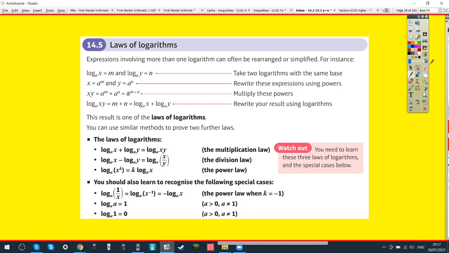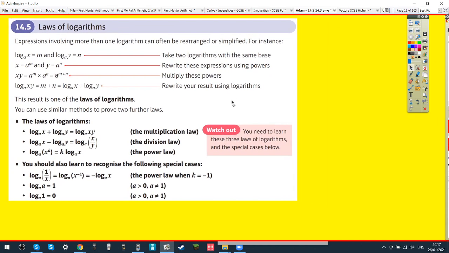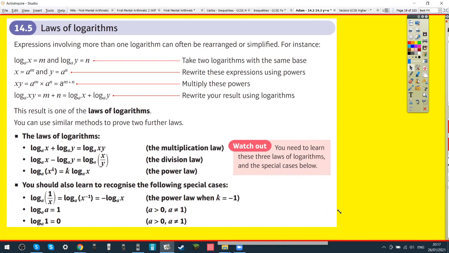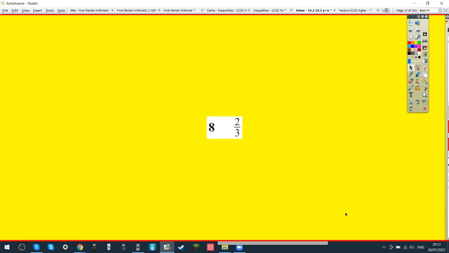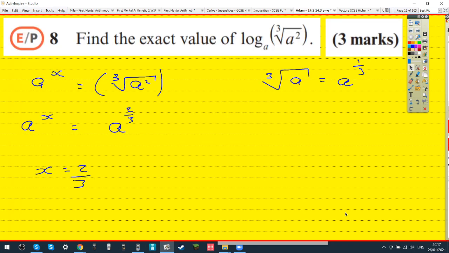Okay, laws of logs. I'm going to skim this. So basically, let me just go back. A logarithm is a power. That's what it is. We have this whole thing equal to x, and then we rewrite it as a to the x. X is the power. This whole thing, this logarithm, is equal to x. This is a power.